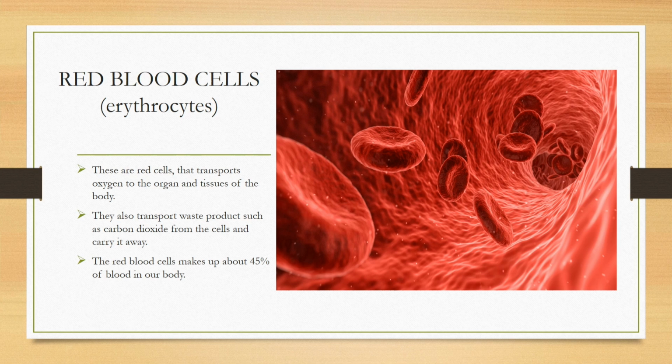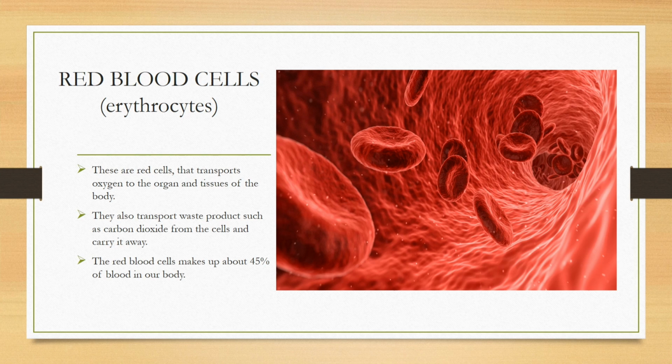The second point, blood also transports waste product such as carbon dioxide from the cells and carries it away. What it is trying to say is that waste products are products that are used by the body and are no longer important to the body. When something is not important, we no longer need it in our body. It has to be removed. So blood transports waste product such as carbon dioxide from the organs and tissues, taking it away from the body. Like we exhale, we breathe out carbon dioxide.